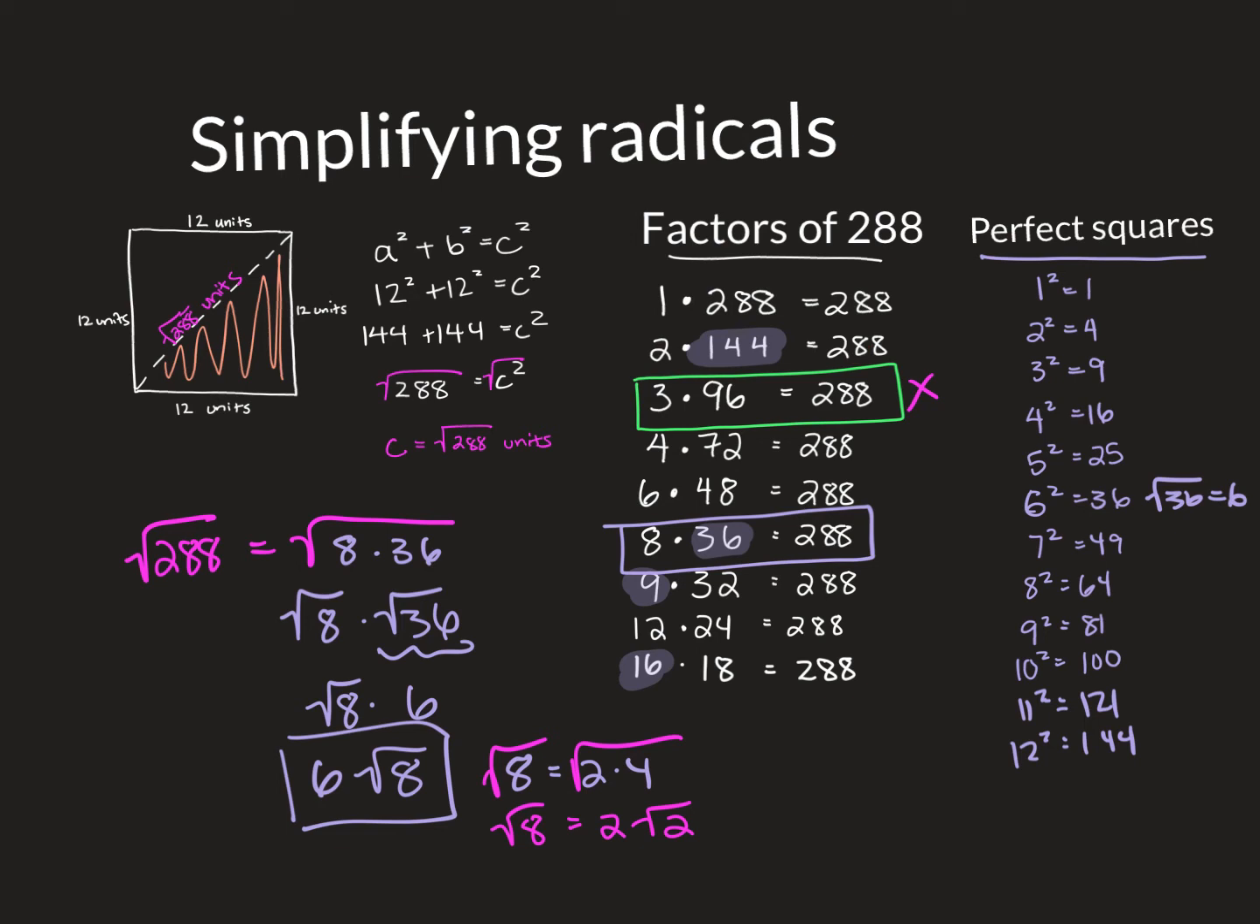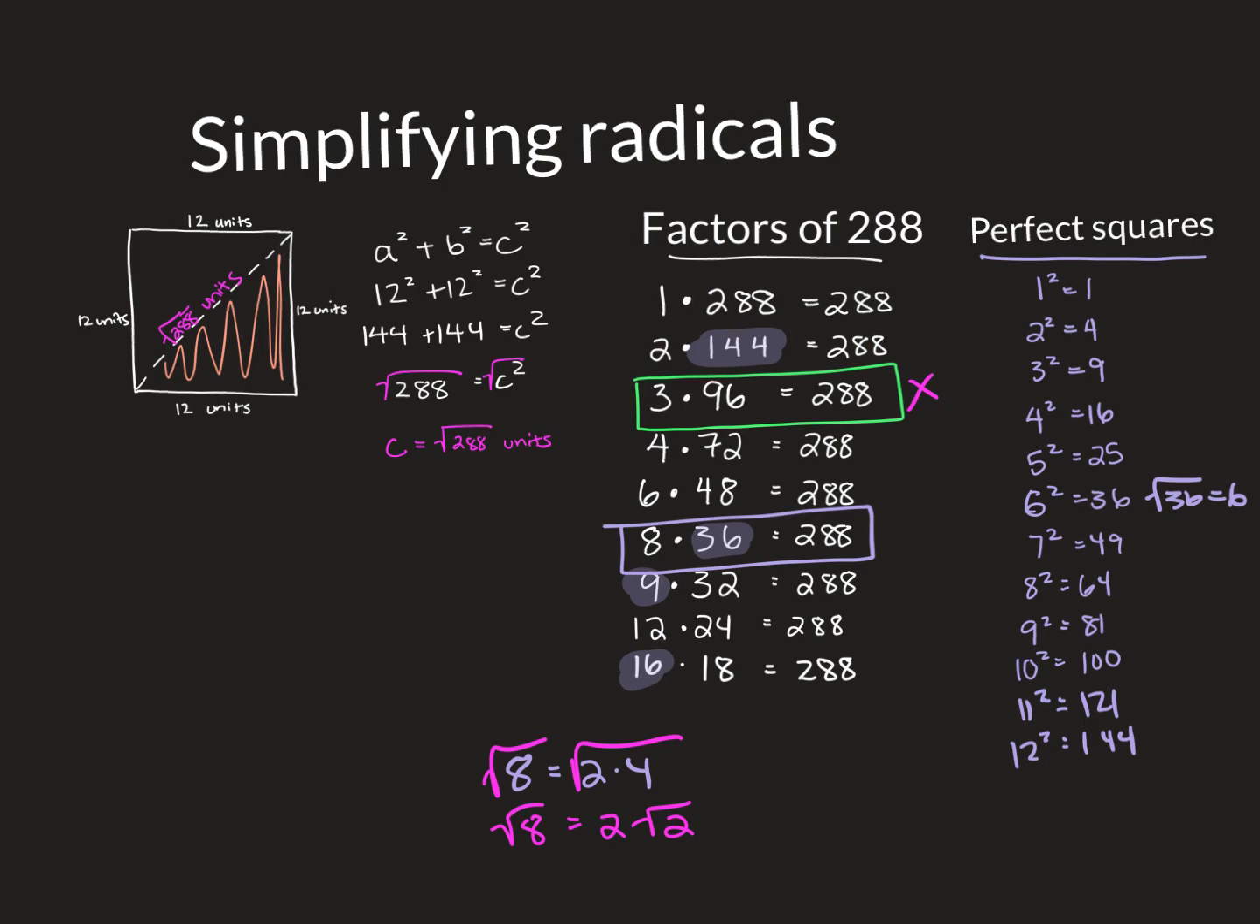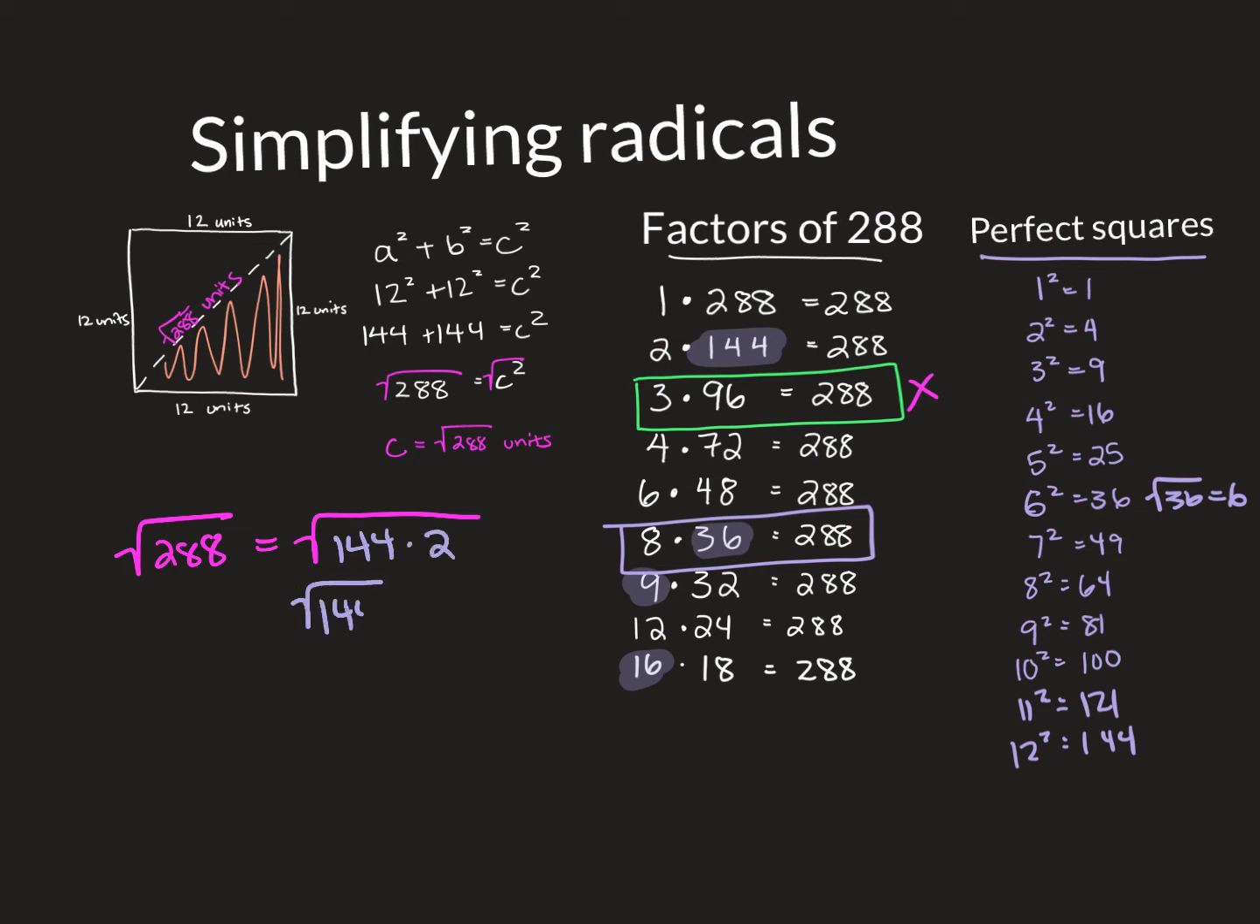So if we instead write this all out as square root of 288 is equal to the square root of 144 times 2, then I can split this up as the square root of 144 times the square root of 2, and the square root of 144 is going to be 12, so 12 root 2. And because I cannot break 2 up anymore, there's no factors of 2 that I can still pull out, this is going to end up being the most simplified form of this radical.